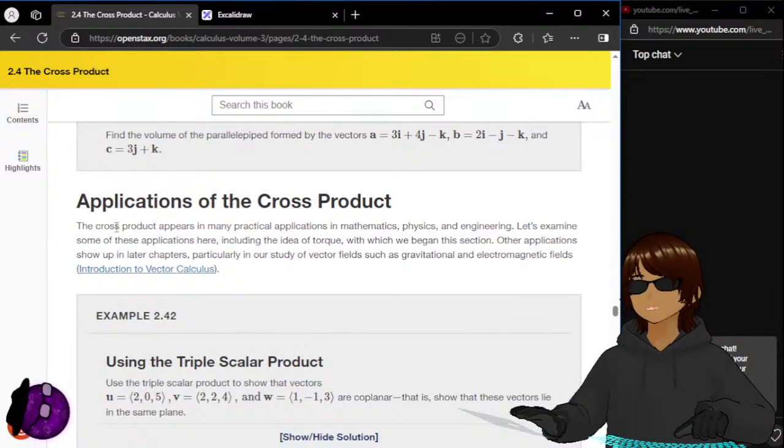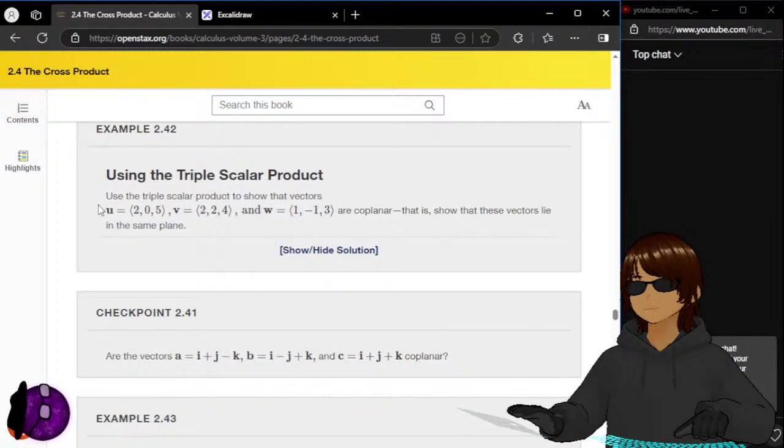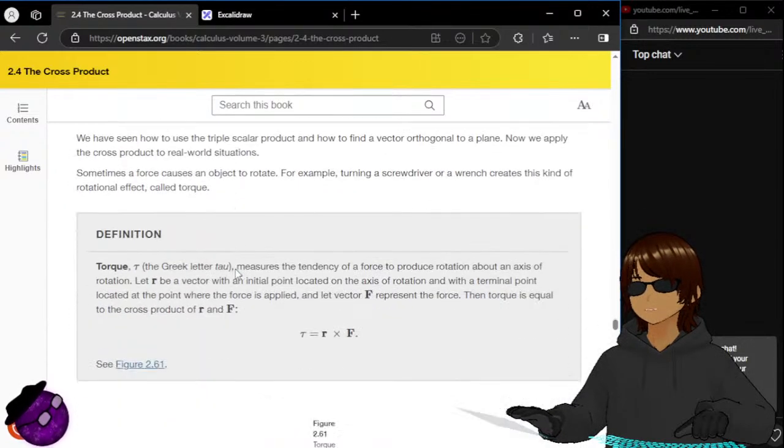Application of cross product. The cross product appears in many practical applications of mathematics, physics, and engineering. Let's examine some of these applications here. Use a triple scalar product to show that these vectors are collinear. Finding the orthogonal vector.